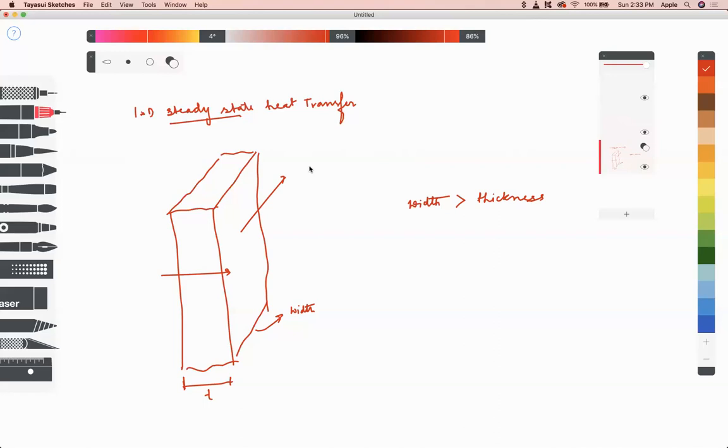So what we are going to do when we say one dimensional, it means that we are neglecting this particular direction, and we are considering only this particular direction where the thickness is very, very small, and we will see a significant temperature drop in that particular direction.